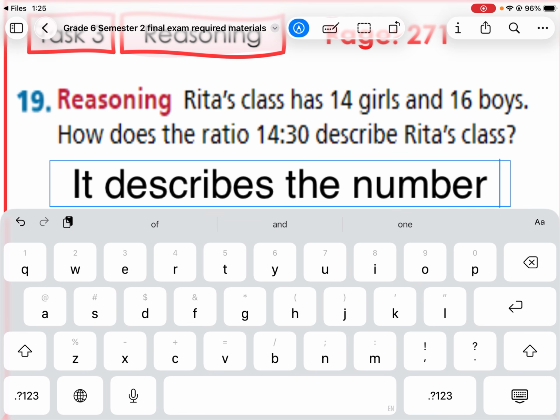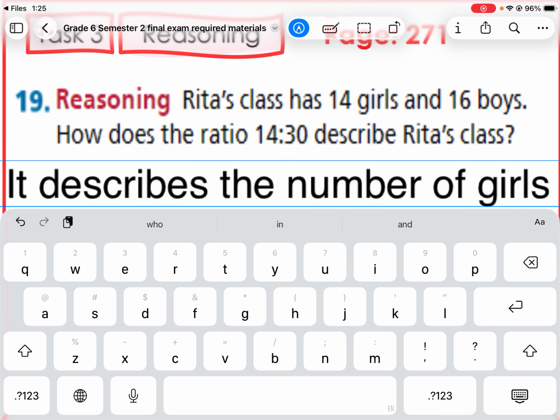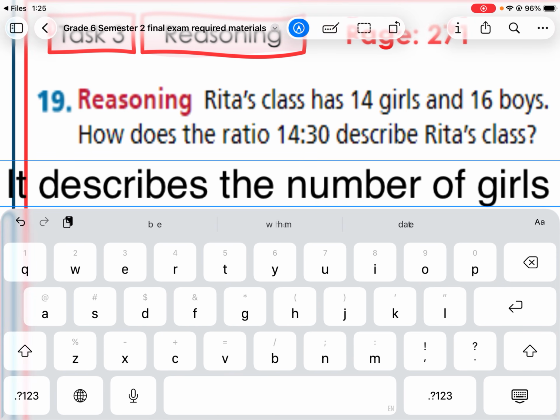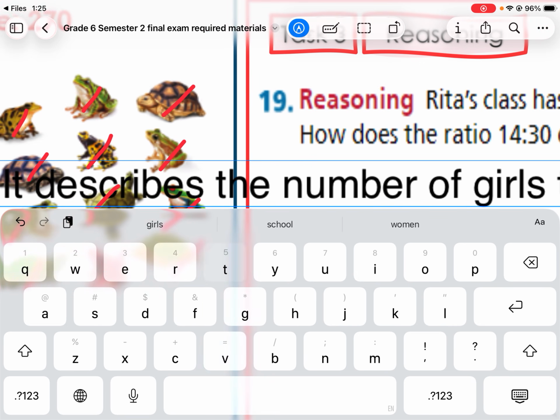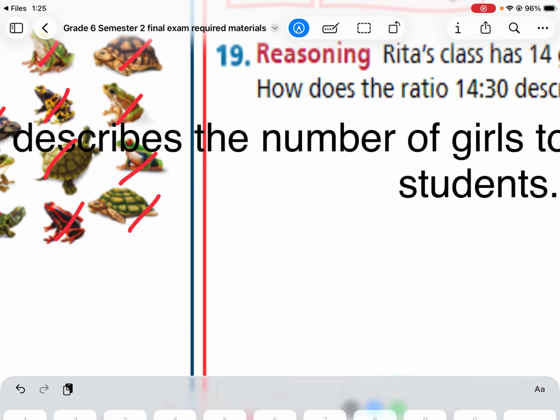the number of girls. It's very clear that 14 represents the number of girls, and it compares, because a ratio is a comparison between 2 quantities. It describes the number of girls to the, now you have to discover what 30 means. The only way we could be getting 30 is if we add boys and girls together. So the total will be 14 plus 16, that will be 30. So it describes the number of girls to the total number of the students in general. You can say it like that, or of boys and girls, as you wish.